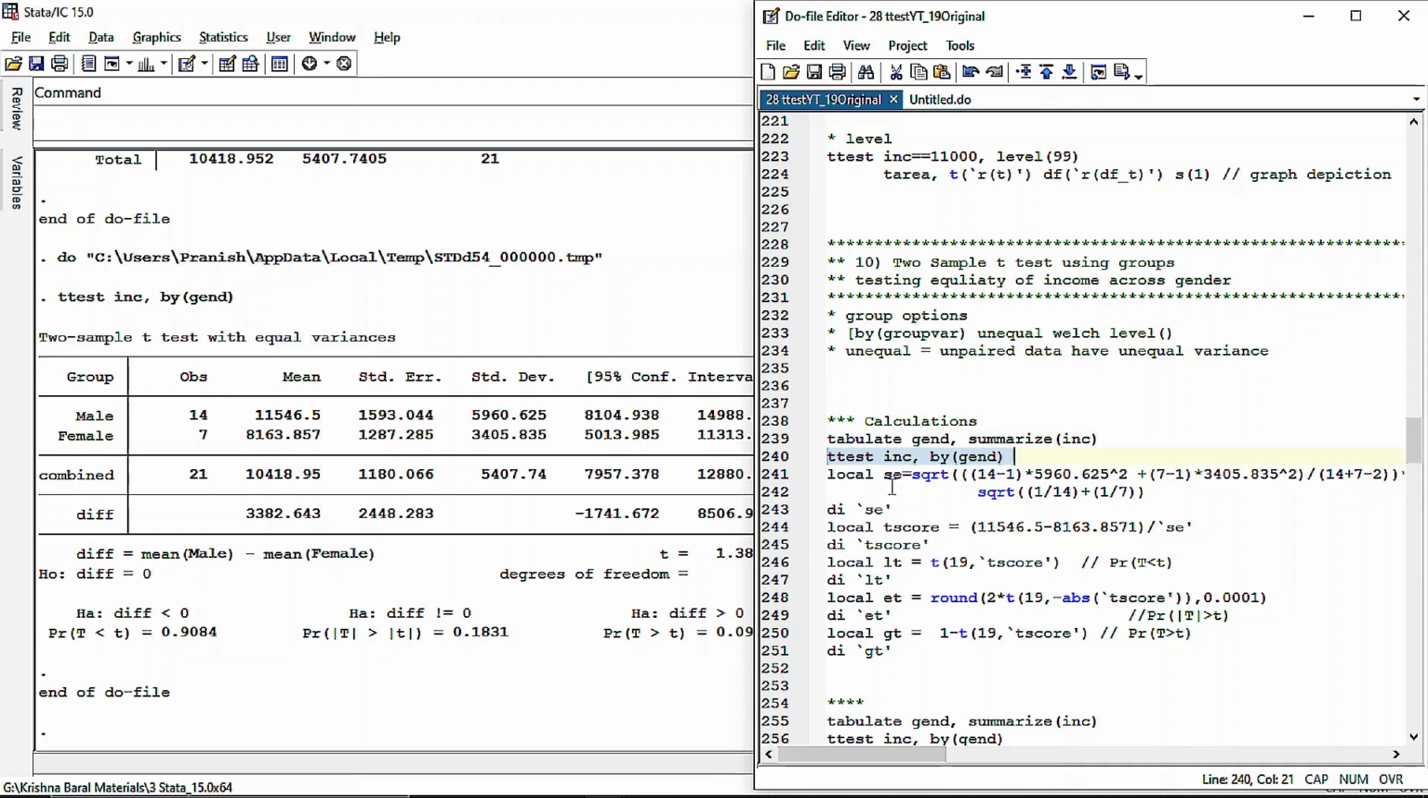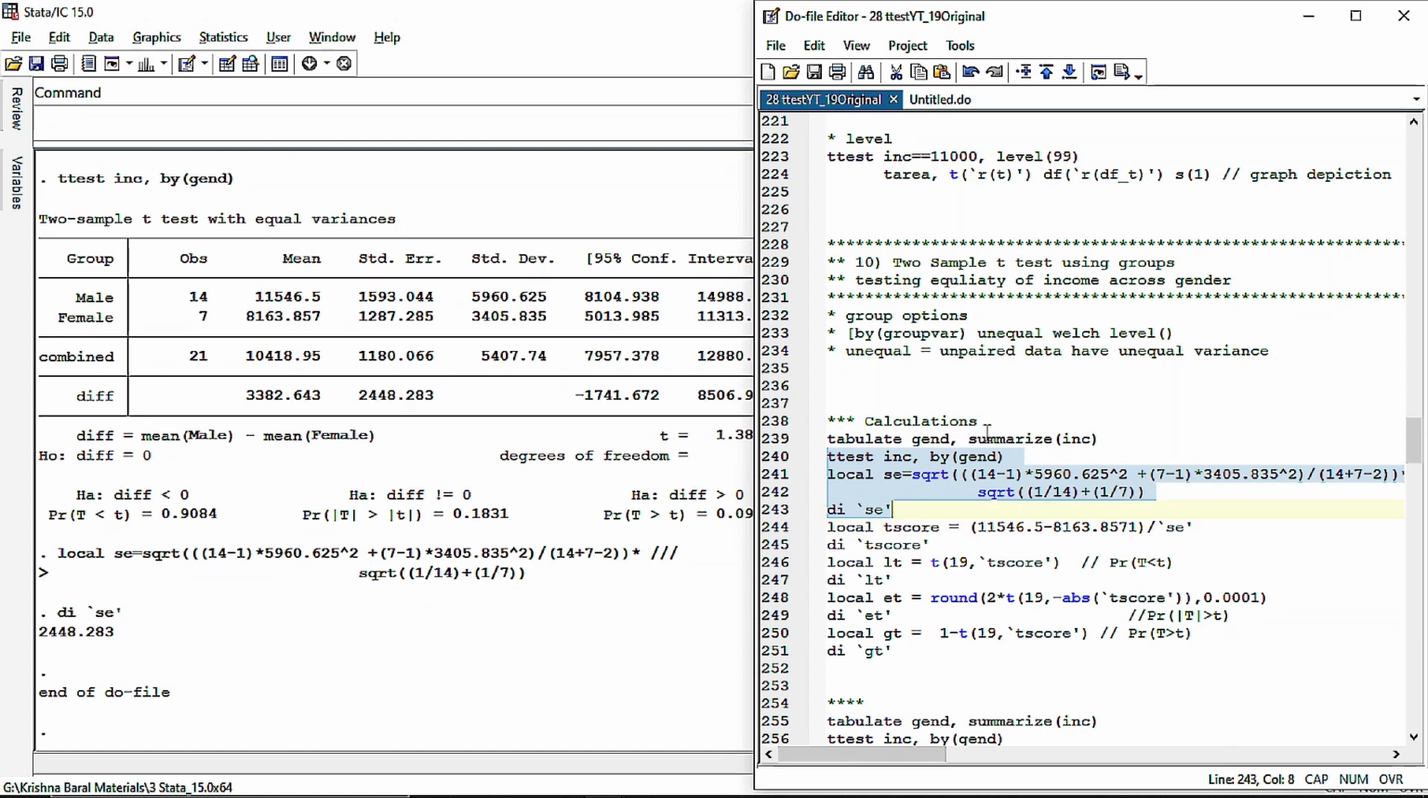In order to calculate the standard error, we make use of this formula: square root of n1 minus 1 times the standard deviation of male squared, plus n2 minus 1 times the standard deviation of female squared, divided by n1 plus n2 minus 2, and multiplied by the square root of 1 by 14, the sample size of male, plus 1 by 7, the sample size of female. Let us see whether we get the same standard error or not, and we get the same value.